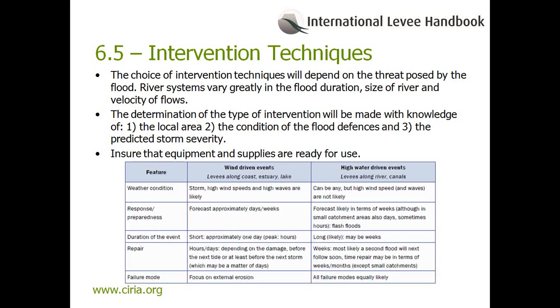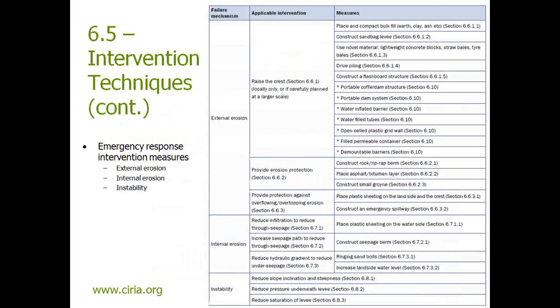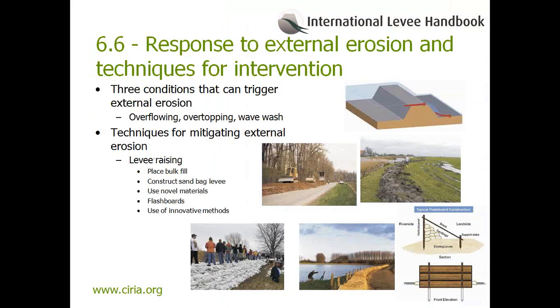Section 6.5 introduces the concepts of intervention techniques in light of potential failure mechanisms and other conditions. Details are given related to flood response equipment, supplies, and activities. Recommendations on commonly used emergency response intervention measures to prevent external erosion, internal erosion, and instability in levee systems during incident conditions are described.